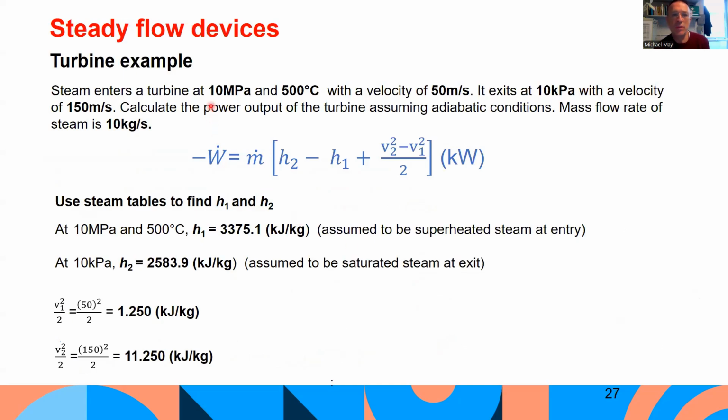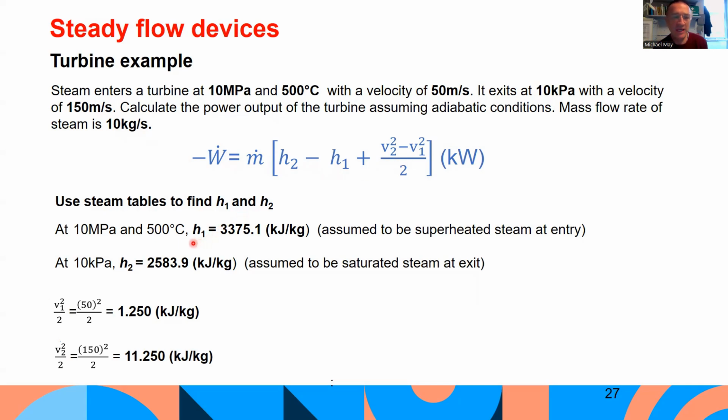So steam enters a turbine at 10 megapascals and 500 degrees with a velocity of 50 meters per second. It exits at 10 kilopascals with a velocity of 150 meters per second. Calculate the power output of the turbine, assuming adiabatic conditions, in other words, no heat transfer. Mass flow rate of the steam is 10 kilograms per second. So we want the work. We have the mass flow rate. We need to know the enthalpy change, and we need to work out the velocities as well.